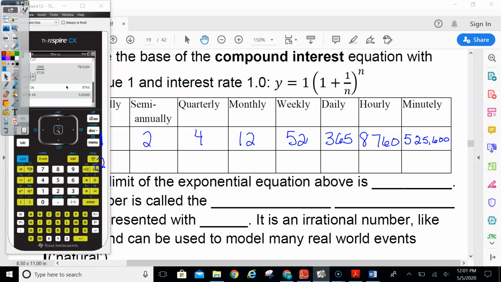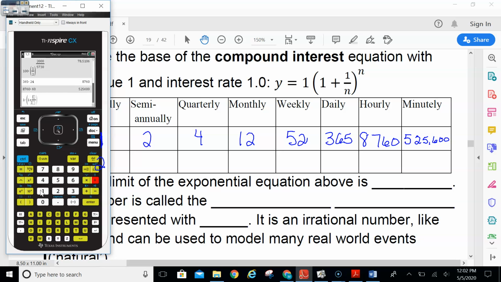So the first one, 1 times 1 plus 1 over 2, close that, and then exponent to the 2. And I want these as decimals, so menu, oops, not fraction. To convert to decimal.